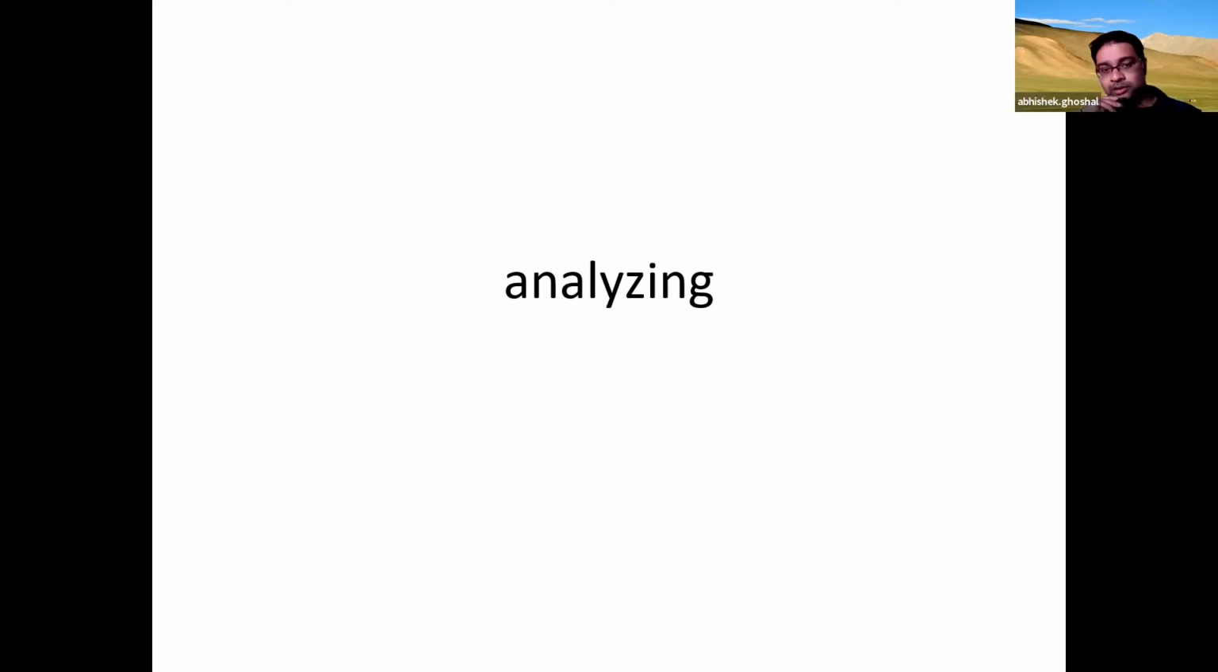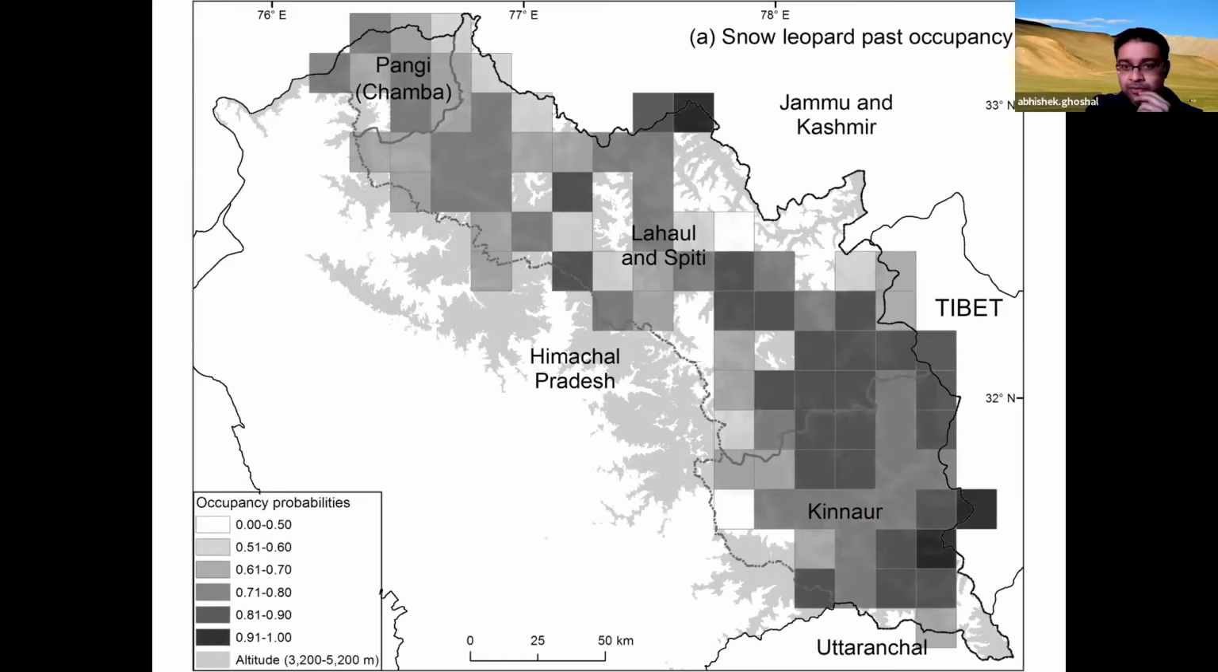And we recorded the detection non-detection for a more recent time period, which was 2008 to 2012. So 5 years for the recent time period season and 7 years for the past time period. And we used a multi-season single-species occupancy modeling. And this is what the snow leopard occupancy looked like.